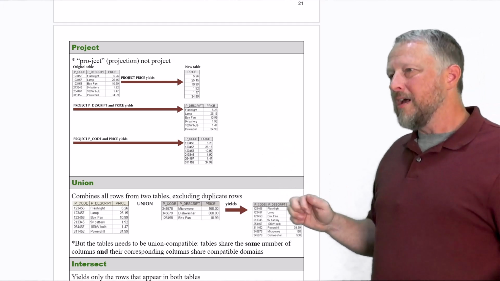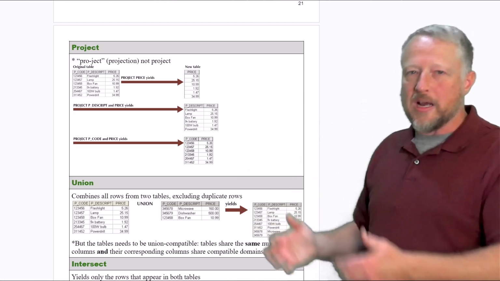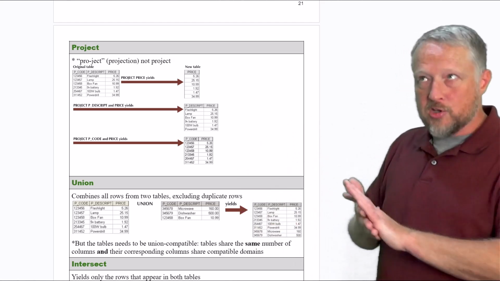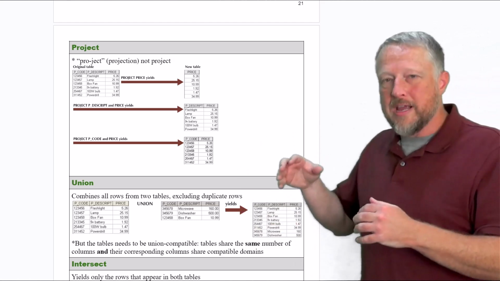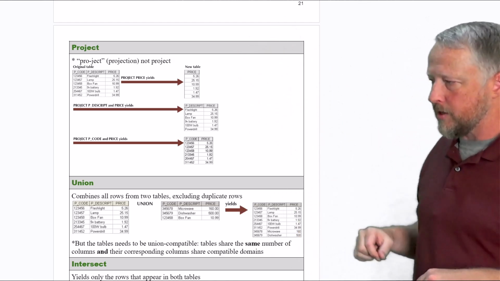Now, again, it really knocks down what I don't want from it more than anything else. So that's project. But we have other commands in MySQL and SQL that could do that. But again, I want to make sure you understand it's projection. It's not project for this particular one.